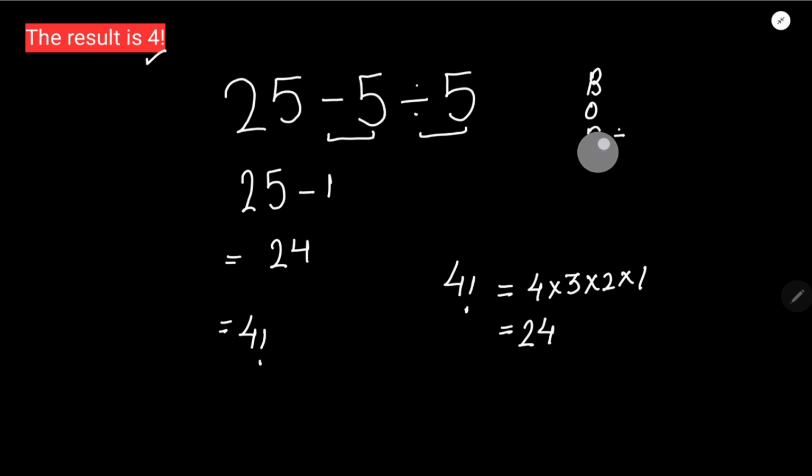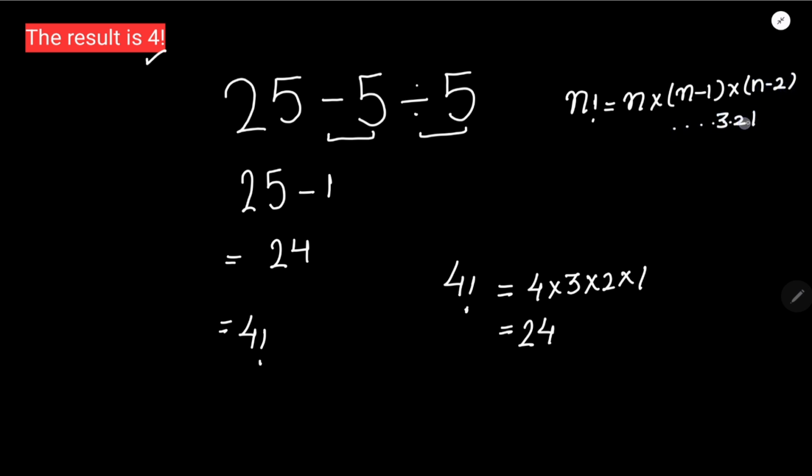And now I will just tell you the general formula for factorial. If you want to find the factorial of any number, just keep multiplying that number with its previous numbers: n, n minus 1, n minus 2, and so on, up to 3, 2, 1. Like it was 4 factorial, so I will multiply 4 with its previous numbers: 4 multiply 3 multiply 2 multiply 1, like that. And I got the answer.